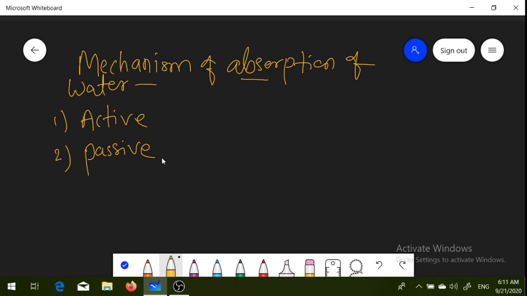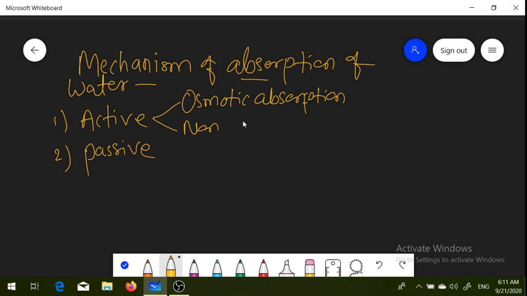Okay. This active absorption again shows two different types of theory. One is the osmotic absorption and the second is the non-osmotic absorption. Okay, so we will discuss one by one.